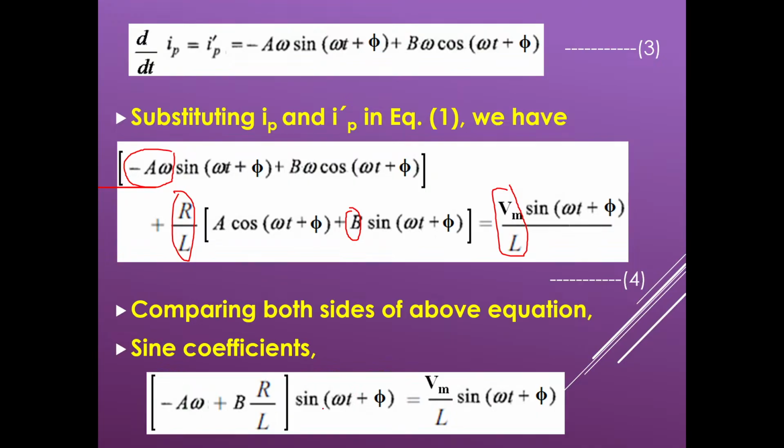Along with sin(ωt + φ), I have written it, but there is no need to write this. Simply you can write the coefficients. So what are all the coefficients of sine? Minus A ω plus B R by L equal to V_m by L. If you are writing it down, you can copy as quickly as possible.